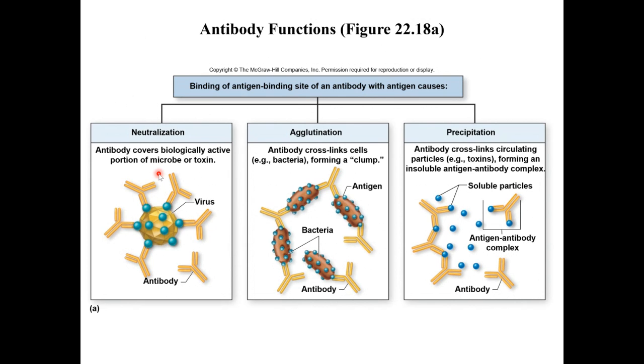Neutralized, stopped right in its tracks. Agglutination. Agglutination is a term that means clumping. You probably heard that term maybe when you were talking about the blood typing test. You were looking for clumping. That was agglutination. And so this is particularly helpful with bacteria because then you can get two of them, a bunch of them linked together, and then call out the phagocytic cells.